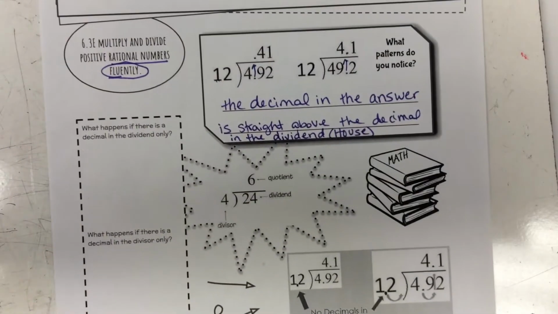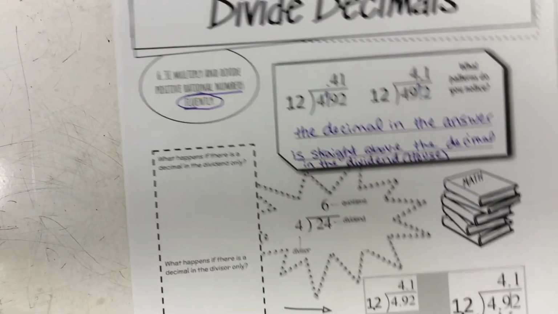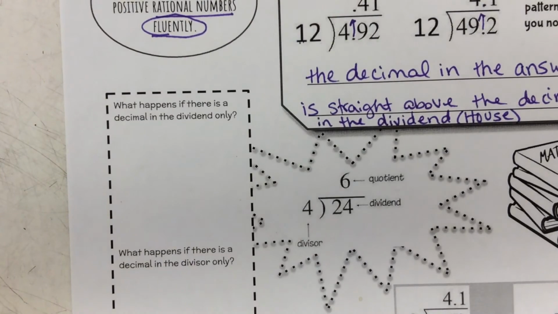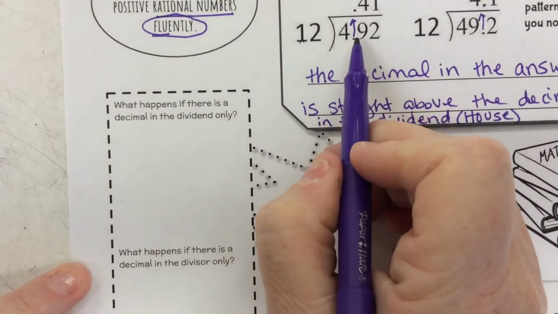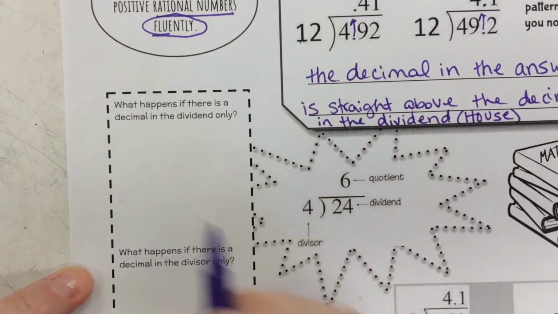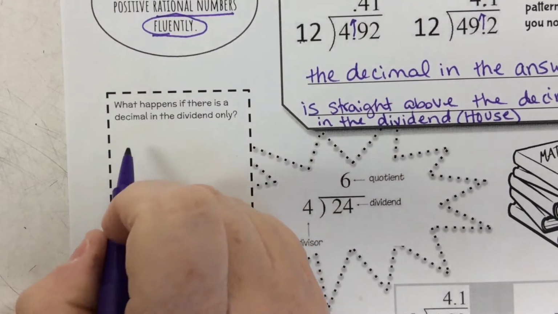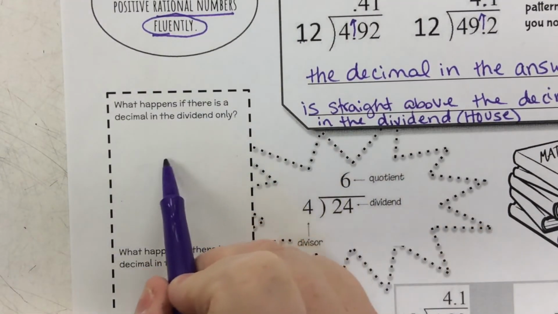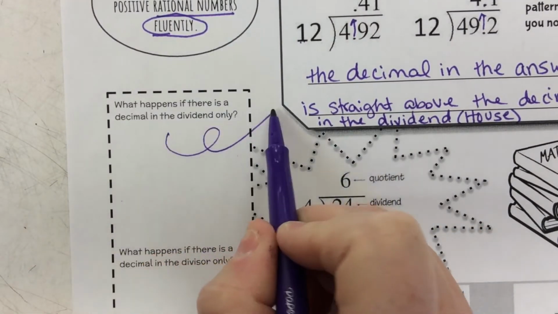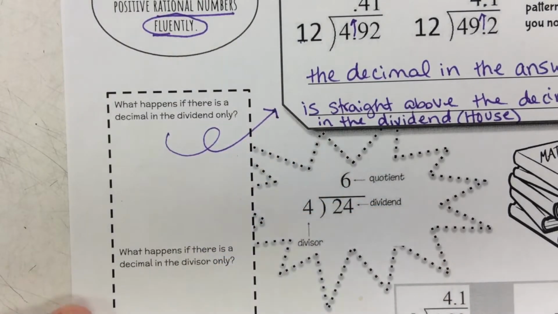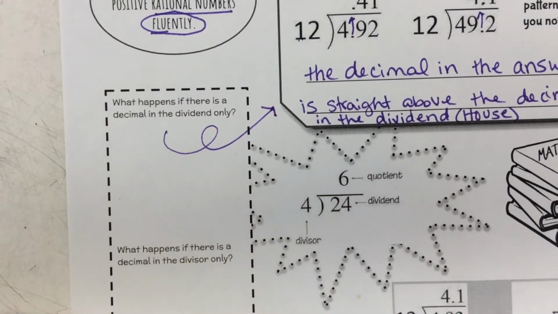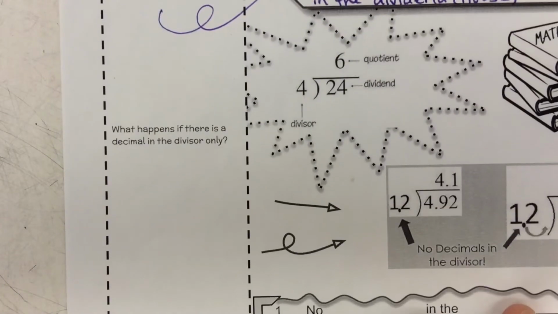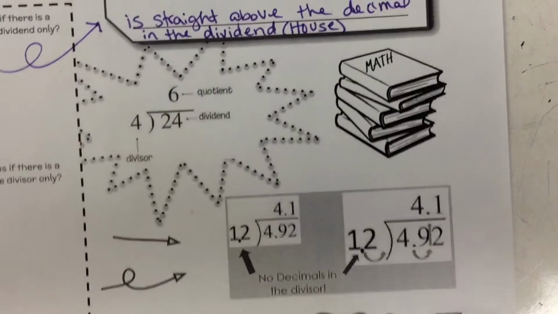All right, so the rules are here. First, what happens if there is a decimal in the dividend only? That means inside the house only and not out here. Then the decimal in the answer is straight above the decimal in the dividend. What happens if there is a decimal in the divisor only? We'll get to that one. That's a little bit tougher.